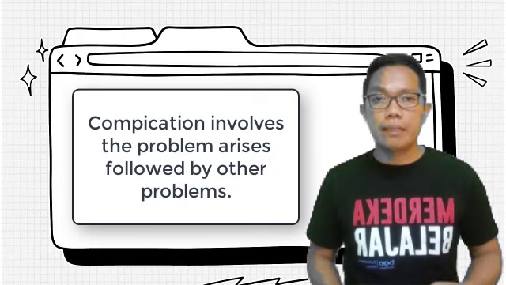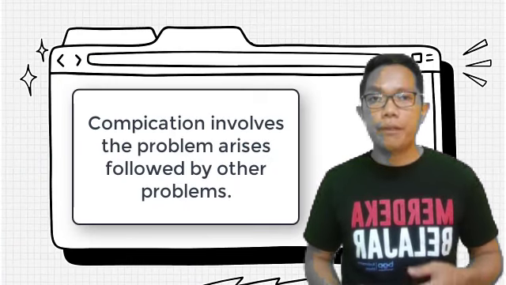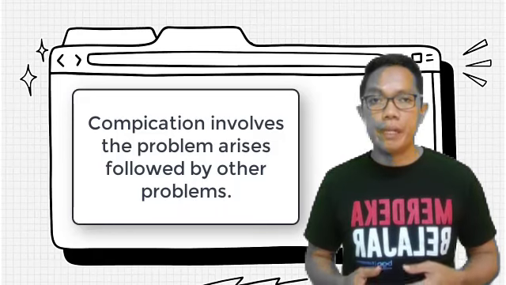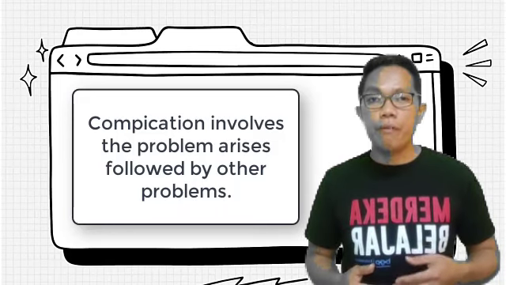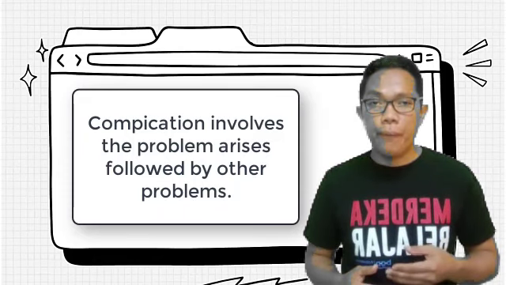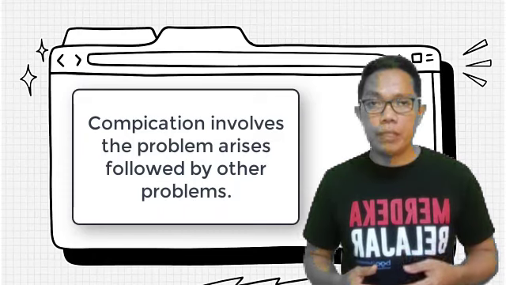Complication tells a problem arises, followed by other problems. It involves the main characters, or we are familiar in this part with the term plot, where the rising action, climax, and the falling action happen.